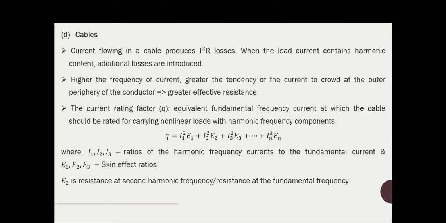If the RMS value is 250 amps, it means 1.135 times 250. If the fundamental value of the current is 250 and your current rating factor Q is 1.135, then the cable should be capable of handling a current of 1.135 times 250, that is 284 amps. So here you consider the handling capacity of the harmonic current also. So that is the importance of the current rating factor.